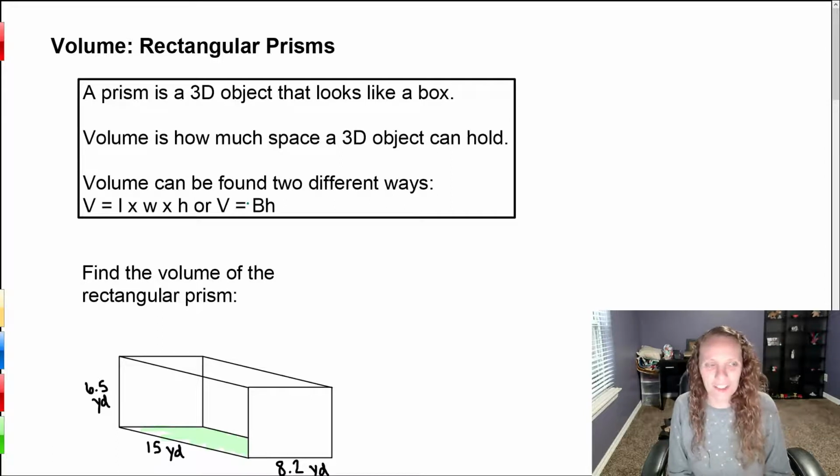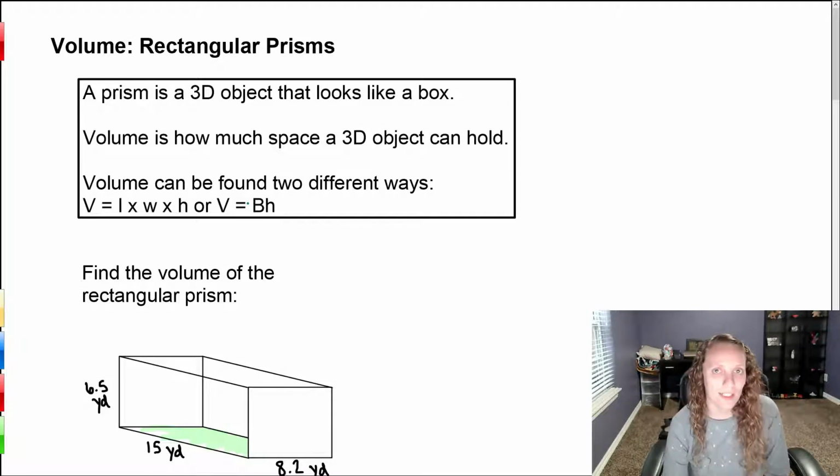Hey guys, today we're going to look at volume of rectangular prisms. A prism is a 3D object that looks like a box. Think about an Amazon package coming to your front door. That box is more than likely a rectangular prism. You could also think about a filing cabinet. It has three dimensions, a length, a width, and a height.